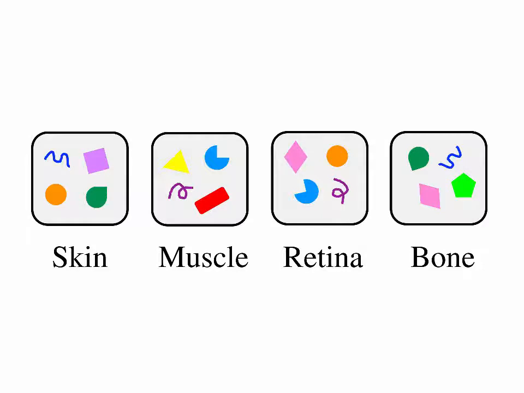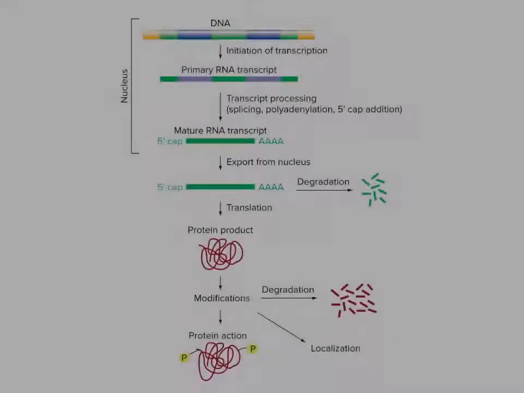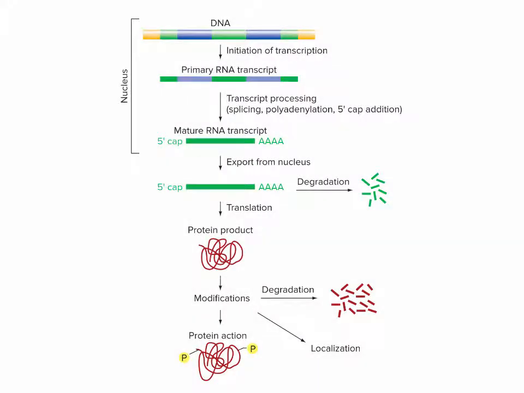For example, muscle cells and cells in the retina make some of the same proteins and RNAs and some distinct ones. Gene expression in eukaryotes may be regulated at many levels. For example, in a skin cell, a particular protein-encoding gene may or may not be transcribed, and if it is transcribed, the primary transcript may or may not be spliced and otherwise processed, or it may be spliced in a different way in skin cells than in other cell types.